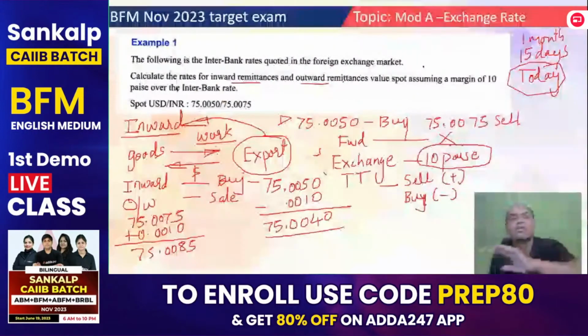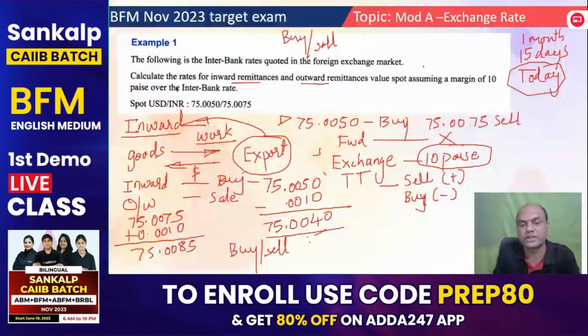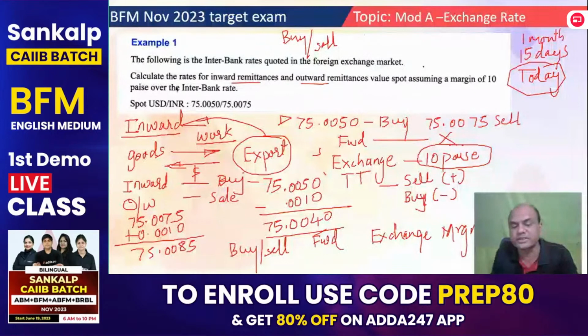Whenever you have to solve any numerical on Forex, you have to follow 3 steps. Always remember. Firstly, you have to decide whether it is buy or sell. Then second, you have to decide on the forward margin, whether it's premium or discount. And third, you have to decide the exchange margin, TT. Exchange margin, they call it. You have to follow these basic steps always.